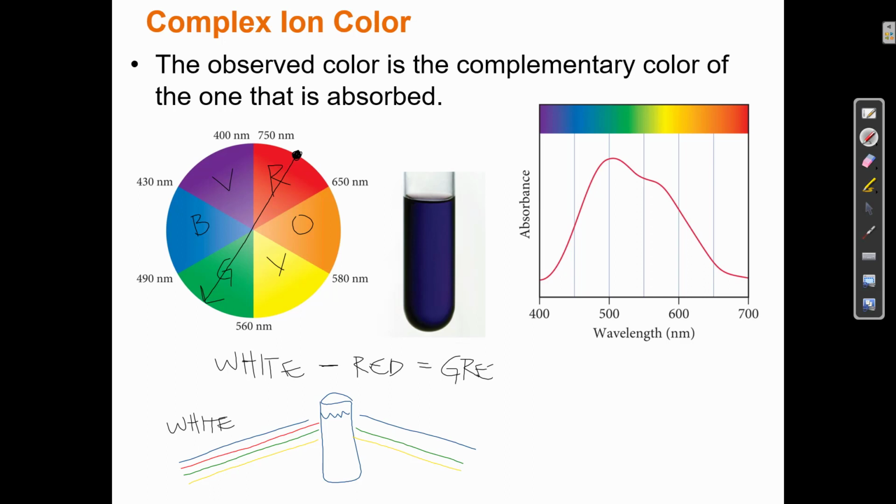White minus red equals green. Green is one of the components that's left, because if we imagine that white light has all of these colors, and I remove red, then what I have is orange plus yellow plus green plus blue plus violet. That is green for the most part, because these two and these two kind of balance each other out. This one doesn't have anything on this side to balance it out because the red was absorbed, and so the solution appears green. This is how solutions appear to be certain colors.